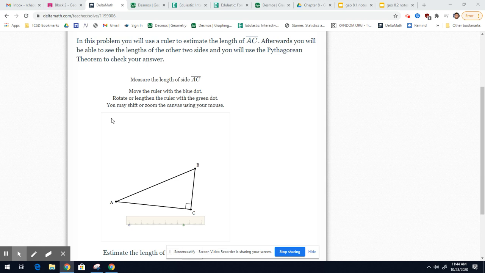All right, so here's a couple questions in Delta Math. First of all, it says in this problem, you'll use a ruler to estimate the length of segment AC. Afterwards, you will be able to see the length of the other two sides, and you will use Pythagorean theorem to check your answer. So measure the length of AC.